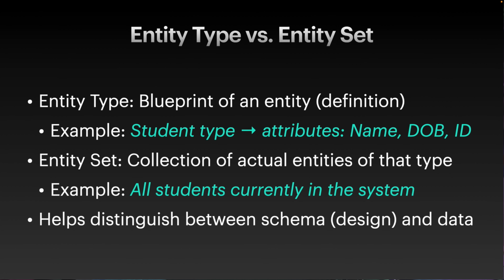An entity type is a definition like student, which describes what attributes that entity will have. An entity set is a collection of all entities of that type. For example, all the students currently in our database form the student entity set.